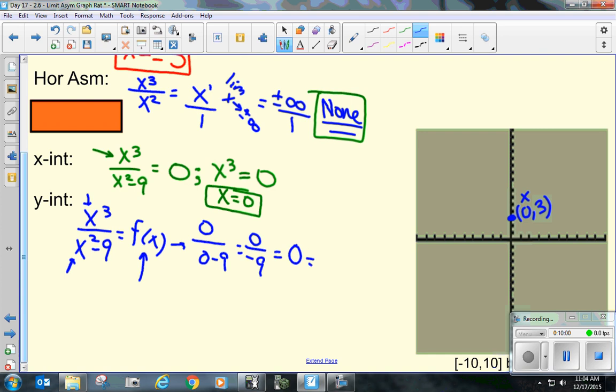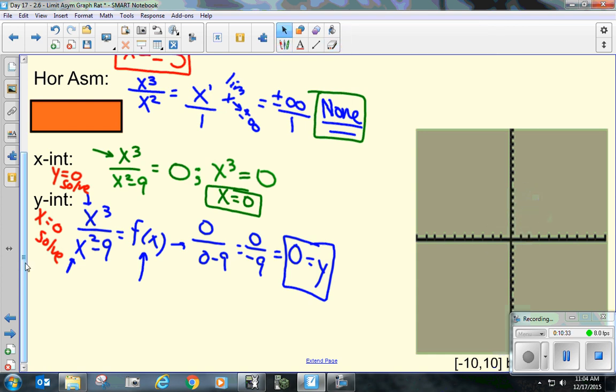0. That's my y-intercept. So the thing to remember here is, to find my x-intercept, I make my y equal to 0 and solve, right? To find my y-intercepts, I make my x equal to 0 and solve. That's the note to keep. That's the note you want. If you forget it, that's how you do it. All right.